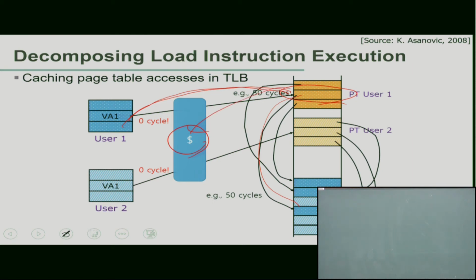So this is the TLB, and it's kind of a page table cache, which means it only holds a subset of the page table on chip, so that you don't have to go off chip to access the page table, and you only access the page table if it misses in the TLB.